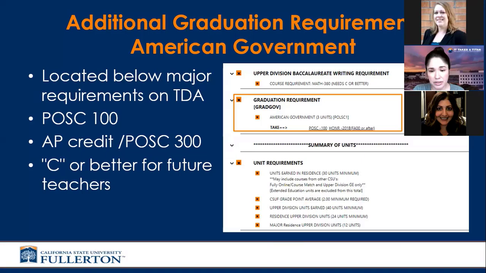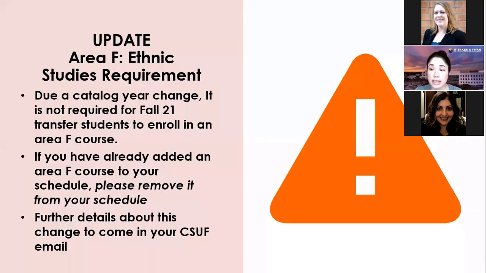Also, we want to remind you that for the American government requirement for future teachers, you would need to have passed this course with a C or better. You probably received an email about this either yesterday or maybe even today, but it's an update regarding the area F requirement. So if you've already registered for classes and you selected a course to fulfill area F, you want to remove that, because there are further details about the change to come in your email if you haven't already got it.